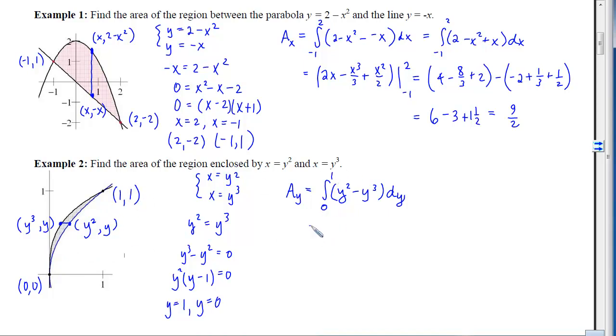Once we've set it up, we can answer the question, what did I take the derivative of with respect to y that gave me a y squared? That's a y cubed over 3. And then what did I take the derivative of with respect to y that gave me a y cubed? That's a y to the 4th over 4. Evaluate from 0 to 1, and we'll get a 1/3 minus a 1/4 minus a 0. Well, that is a 4/12 minus 3/12 gives me 1/12.